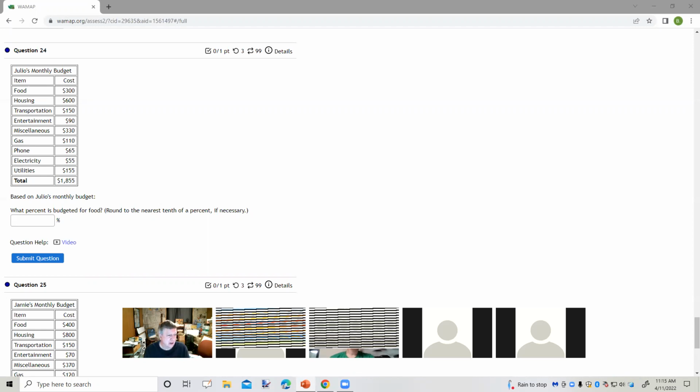But that's $600 out of what? Out of the total budget, which is $1,855. So you could say, what fraction is the budget? And it would be 600 out of $1,855. But they want to know what percent it is. So to convert this into a percent, we're going to multiply by 100% over 1.